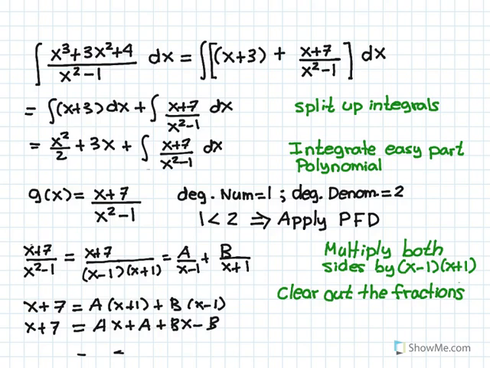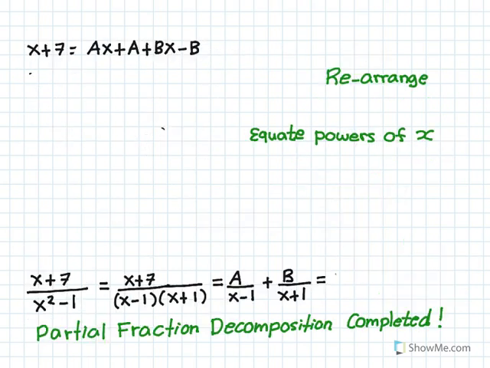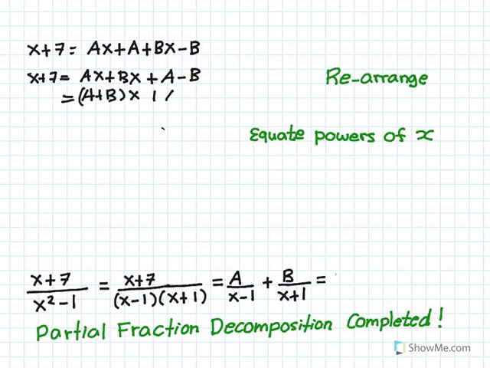Alright, so what we have is x + 7 = ax + a + bx - b. Let's rearrange this. We get x + 7 is equal to ax + bx, putting the x terms together, and putting the constant terms together, a - b. Now let's factor out x. We get (a + b) times x + a - b.